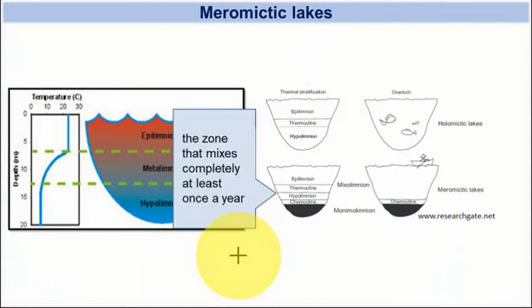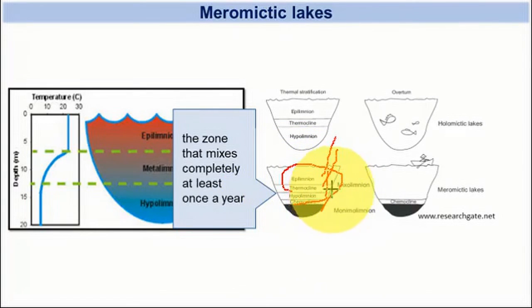Here you can see that in this case the epilimnion is there, thermocline is there, hypolimnion is there, and chemolimnion is also there. So in case of chemolimnion, you can say the zone that mixes completely at least once a year. So this whole area is mixolimnion.